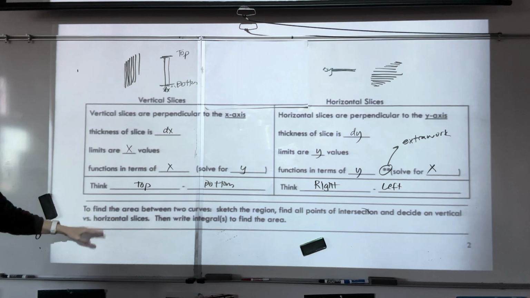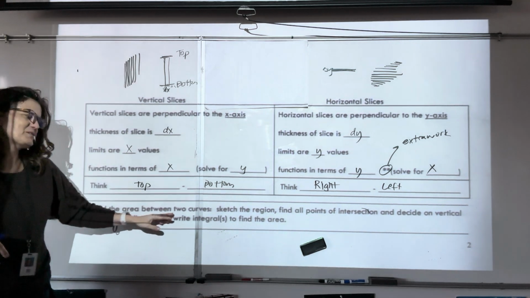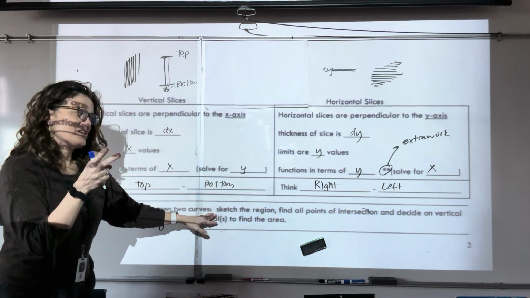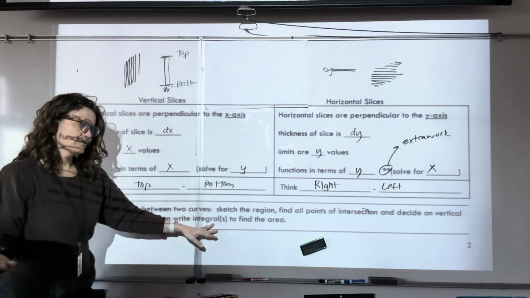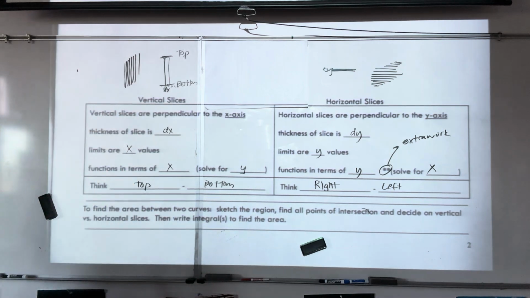Oh, and I guess these were my rules. To find the area between the curves, sketch the region, find all points of intersection, and decide if vertical or horizontal slices. Then write the integrals to find the area. Yeah, those are the steps.